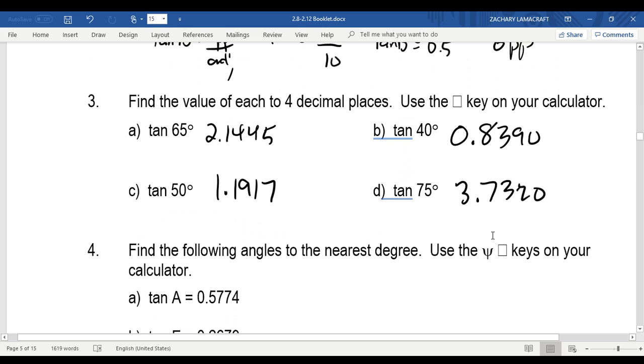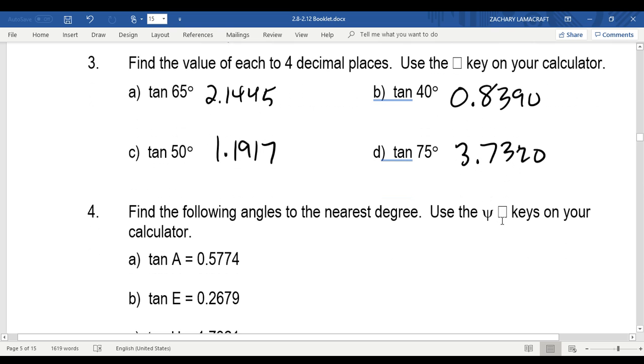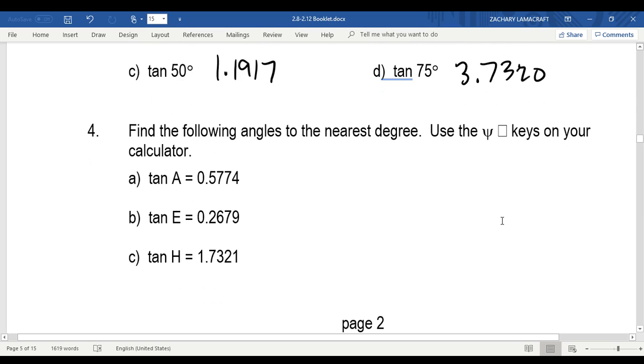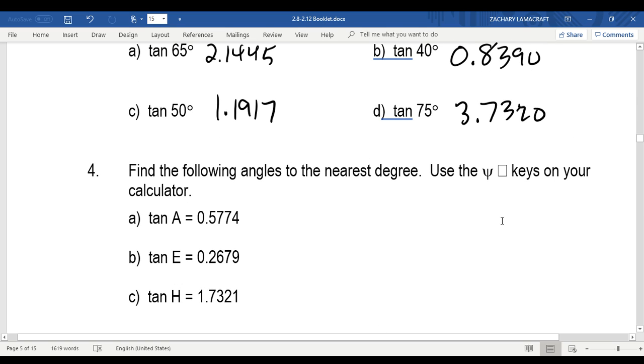Now we're going to show you how this all kind of comes into play. So it says find the following angles to the nearest degrees. And this is going to be very strange. So we have tan A is equal to 0.5774. So we've been given a ratio just like we have been in the past.